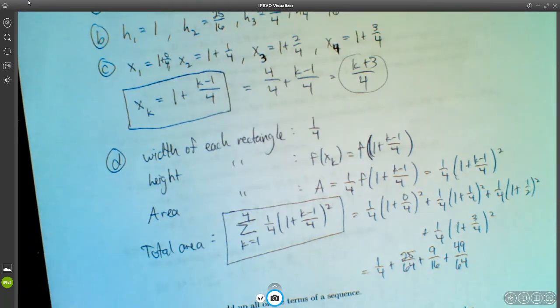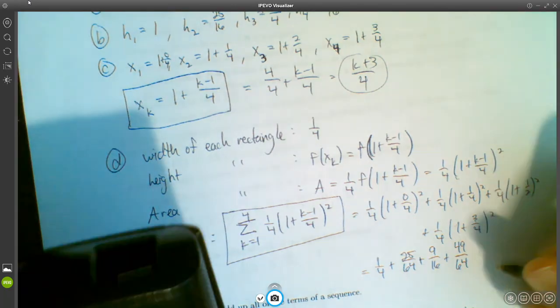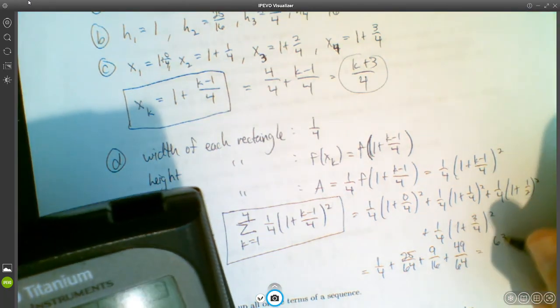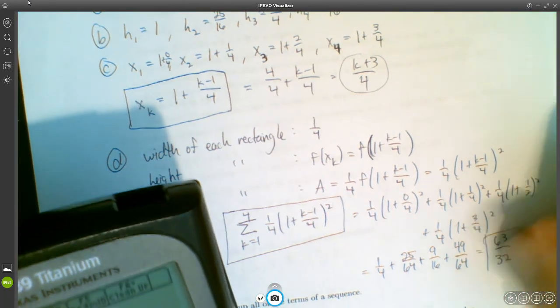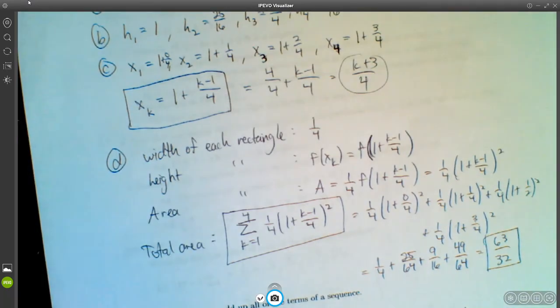And let's see how much that is. 1/4 plus 25/64 plus 9/16 plus 49/64 is 63/32, right? 63/32. That's the area there.